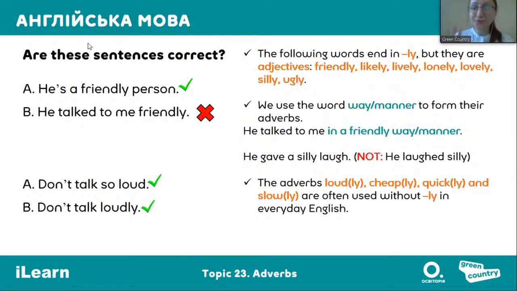So some adverbs, there are only 4 of them, loud, loudly, cheap, cheaply, quick, quickly, and slow, slowly, are often used without ly in everyday English. So for example, if you write an informal letter, you can use loud instead of loudly, or you can say cheap instead of cheaply and use it as an adverb, or quick, in informal, you can use it instead of quickly. Тобто ці 4 прислівника можуть використовуватись без закінчення ly. Тобто ви можете їх зустріти як прислівники без цього закінчення, але це більш неофіційний стиль. So it's more in maybe colloquial speech when you talk to your friend or when you write an informal letter. Just please keep that in mind that it's also possible. Якщо ви зустрінете ці слова, то знайте, що це також правильно.